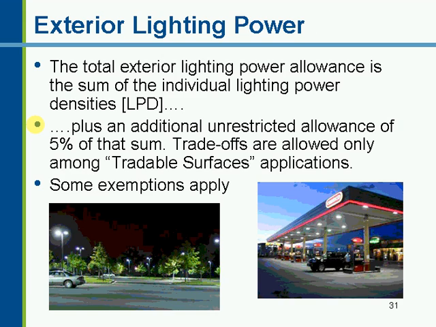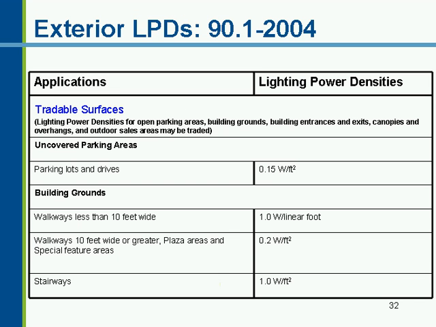Some exemptions, of course, apply to the exterior lighting power, and we will go over those as well. But first, let's look at the tables and talk a little bit about the different kinds of surfaces. The first group, as I mentioned, are tradable surfaces, and again, these have wattage that you can trade among themselves anywhere you want to use it. A major item, of course, parking lots and drives. Any of those areas get a 0.15 watt per square foot allowance.